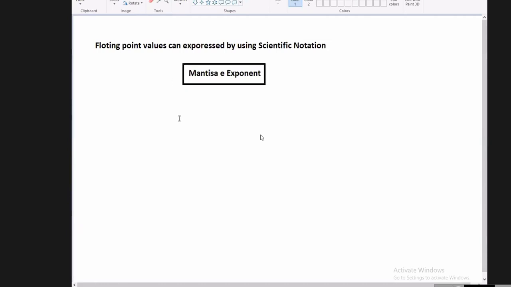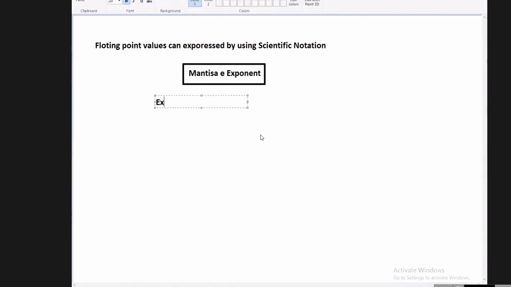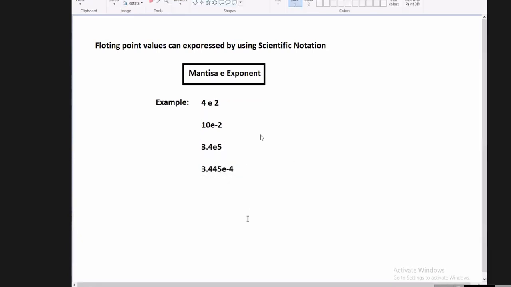How can we calculate? This is a scientific example I will write. For example, I'm writing 4E2. Or something like 10E minus 2. Like that you can take 3.4E5, or something like 3.445E minus 4, like this I can write it. These are all called scientific notation.